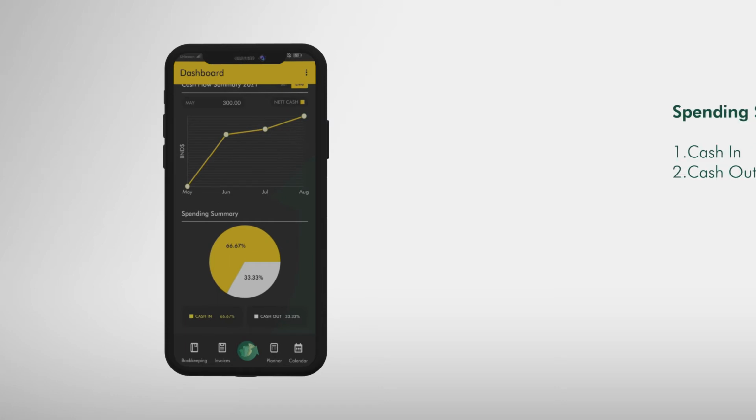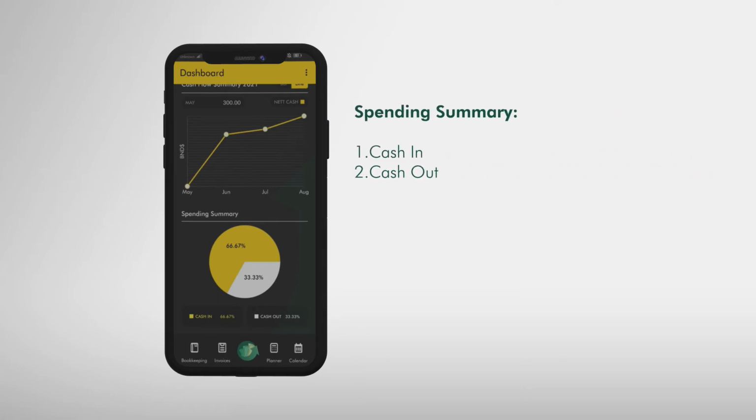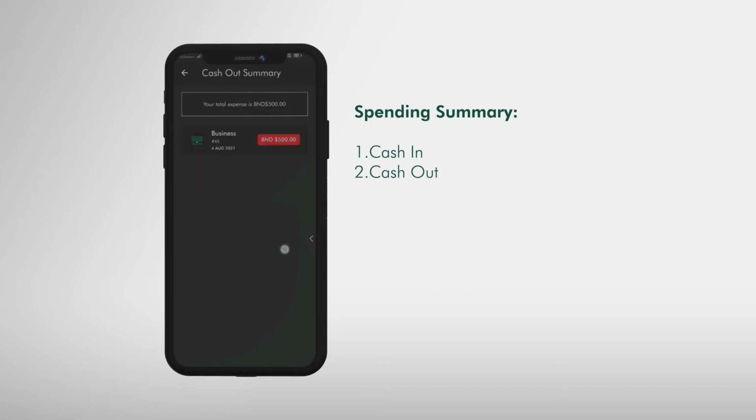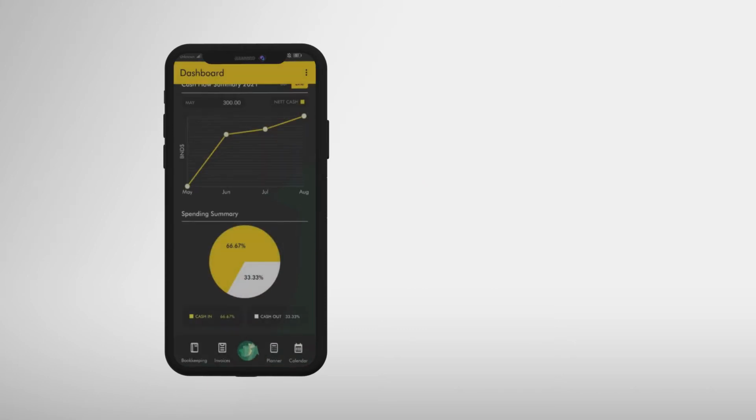The spending summary is divided into 2 categories which are cash in and cash out. Users are able to view the summarized list of cash in or cash out by clicking upon the prompted cash in or cash out box located below the pie chart.